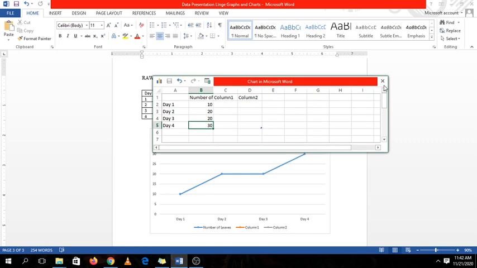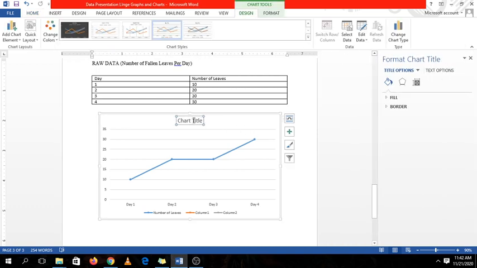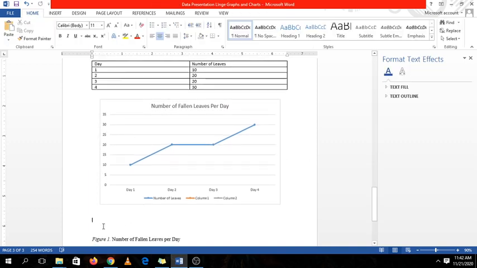So we'll close this one. So you just made your line graph based on the raw data that was being presented. So let's try to name this one. So number of fallen leaves per day. So we will now try to interpret our line graph.